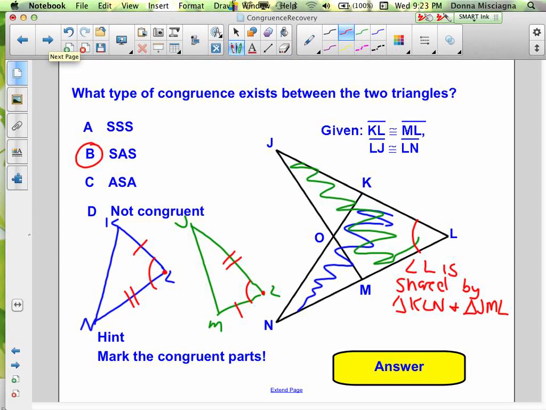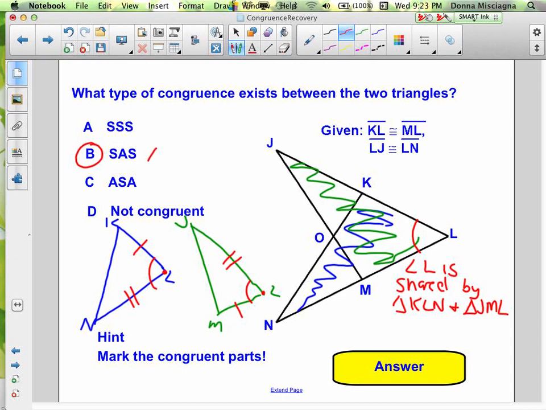So remember to draw your triangles separately if they overlap, mark the information you're given, and then if you're not sure, go back to the original. Look for any shared parts, because those are going to be congruent to themselves. So now we know the triangles are congruent.